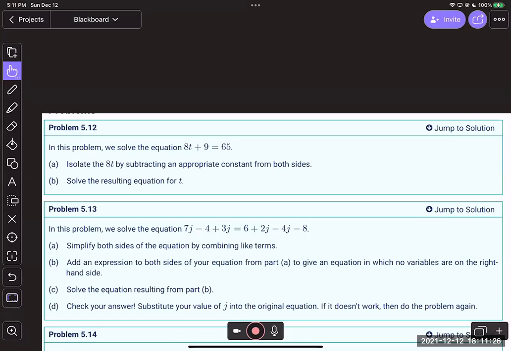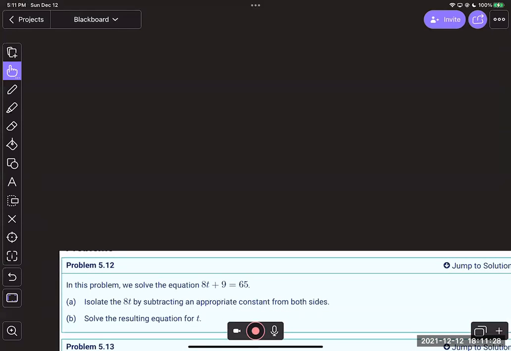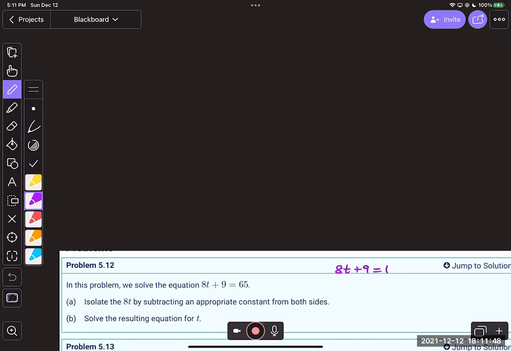So problem 5.12 right here, we have ourselves an equation. What is being done to our variable, and what do we need to do in order to undo everything here? All right, let's see, Caitlin. First, I would do -9 to the left side and then -9 to the right side. So why is that the first thing you do?